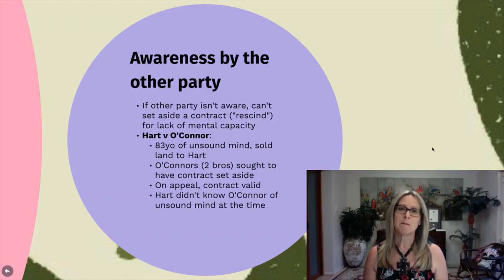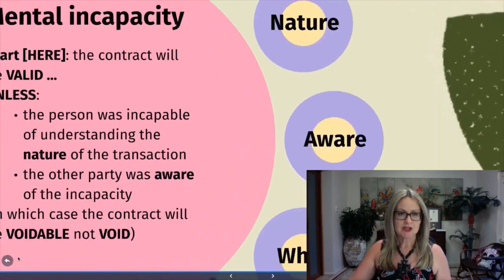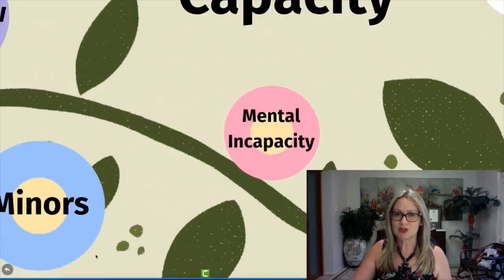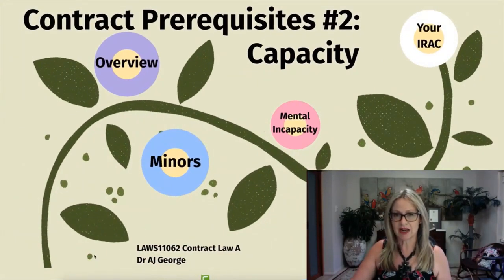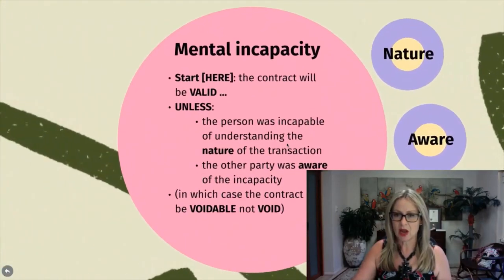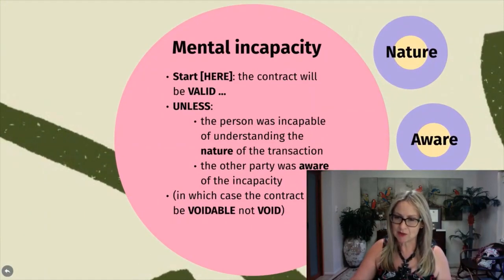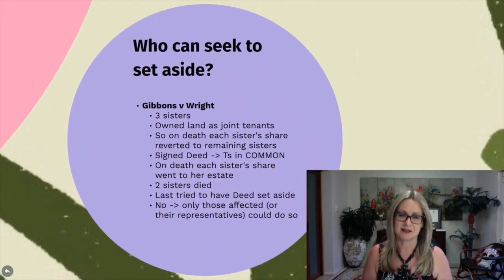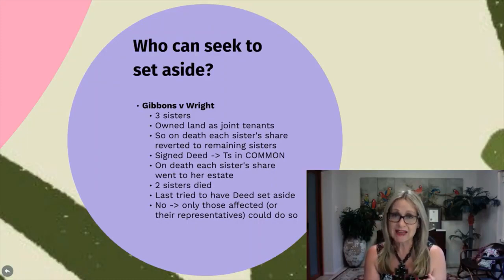Why is that? Because Mr. Hart never actually knew about the lack of mental capacity. So they're the two requirements for setting aside a contract for mental incapacity. The last thing that we should cover off is who can set aside a contract for lack of mental capacity. It will be the person themselves if they regain capacity, or their representatives.